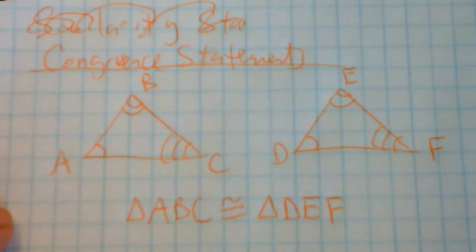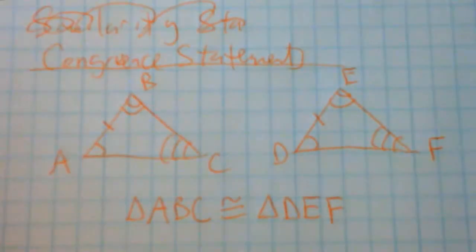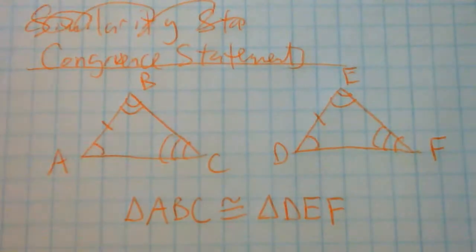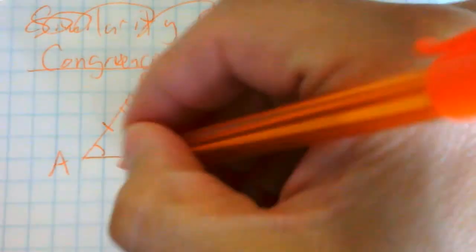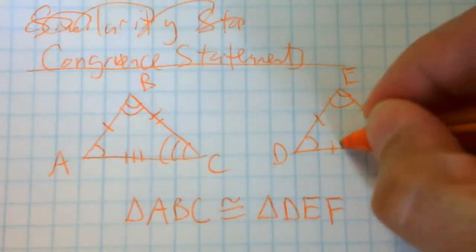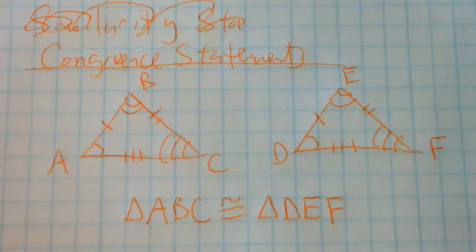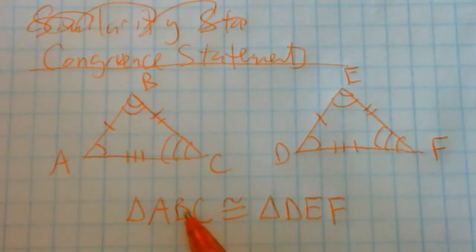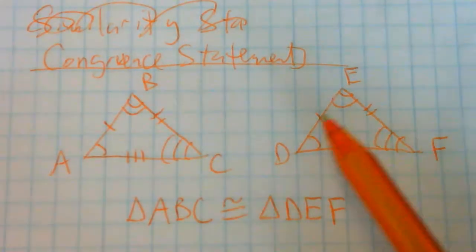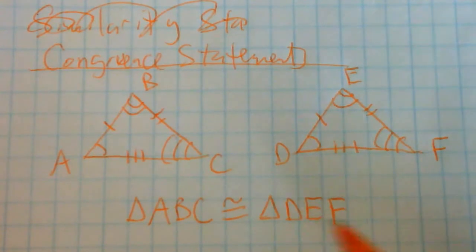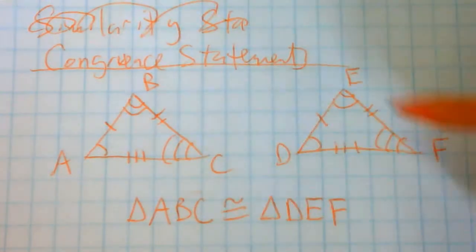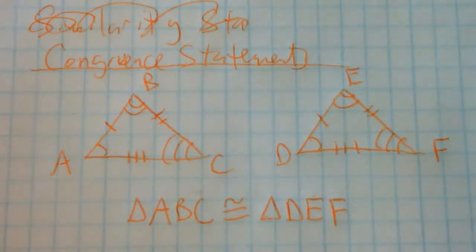And then likewise, side AB is congruent to side DE. And then BC is congruent to EF, and AC is congruent to DF. Okay, and then notice those sides, the letters line up also. So side AB, that's the first two letters in that triangle. That's congruent to DE, which is the first two letters in the second triangle. Okay, BC, the second two letters, is congruent to EF, and those are the second two letters. And then AC is congruent to DF.